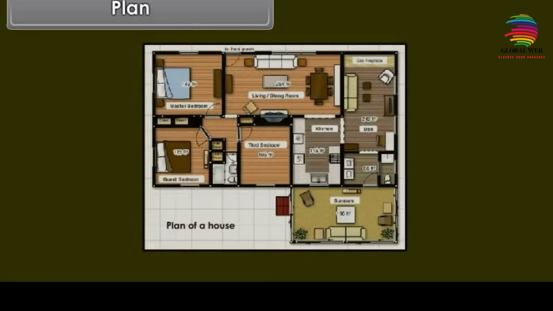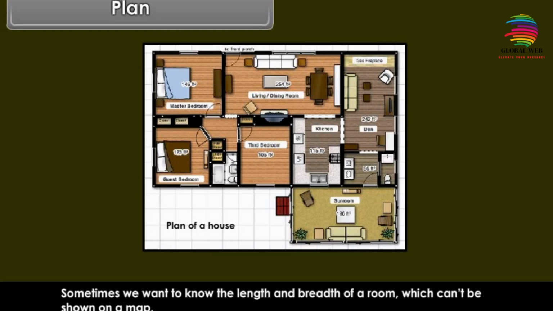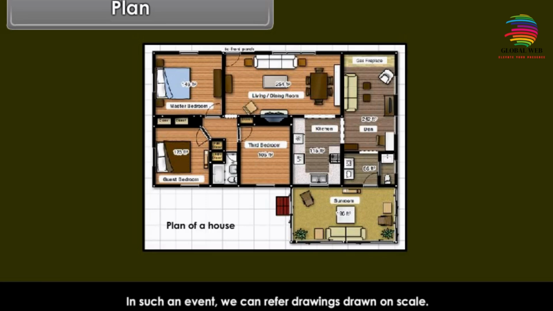Plan. A plan is a drawing of a small area on a large scale. A large-scale map depicts much information. Sometimes we want to know the length and breadth of a room which can't be shown on a map. In such an event, we can refer to drawings drawn on scale. It is known as a plan.